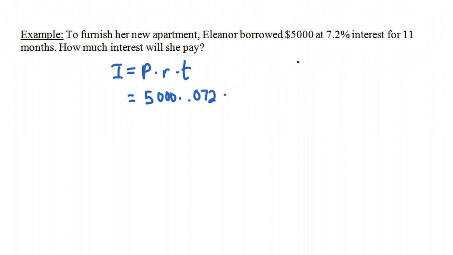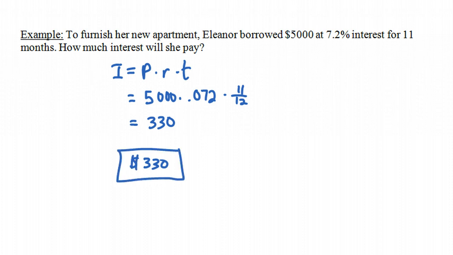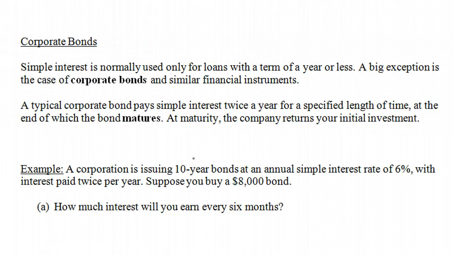And how many years is it? Well, it's 11 months. It's less than a year. We can't just put 1 for a year. We're going to put 11/12. Okay, the time is 11/12 of a year. And if you plug this into a calculator, what you end up getting is 330. Okay, so the interest would be $330 of interest. Okay, if $5,000 is borrowed at 7.2% interest for 11 months, if we're using simple interest, the amount of interest would be $330.